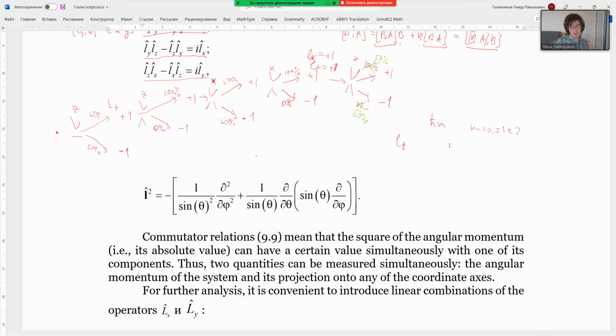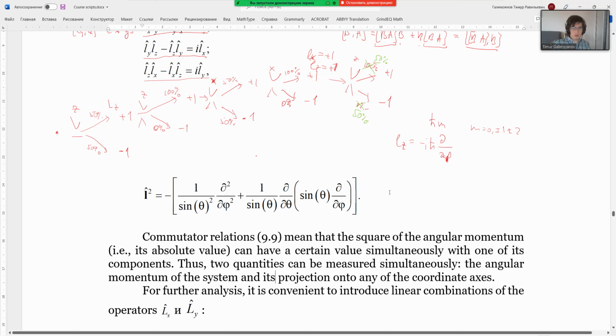But why are we speaking only about z? Because mathematically it is easier to calculate: the expression for the Lz operator is the most simple, the derivative over phi. And experimentally you can just name any direction as the z direction. So the generality of our equations still holds.